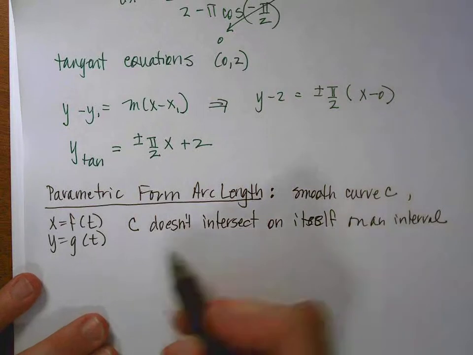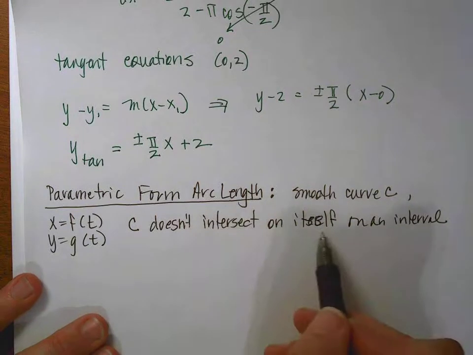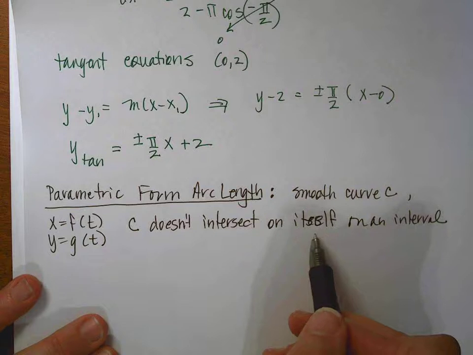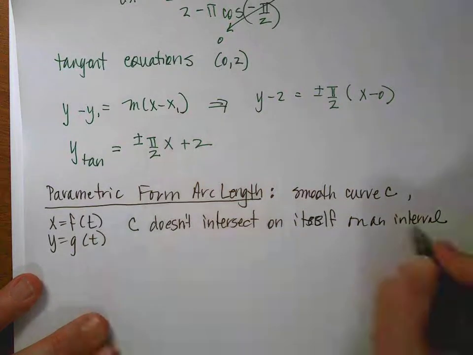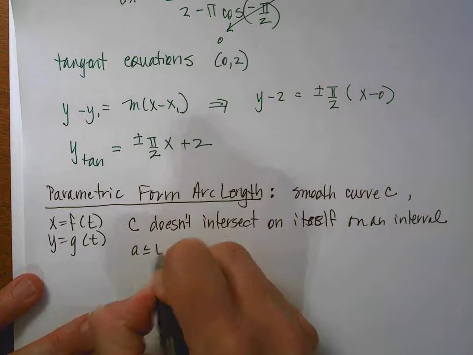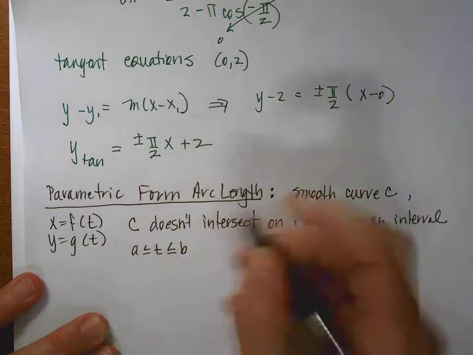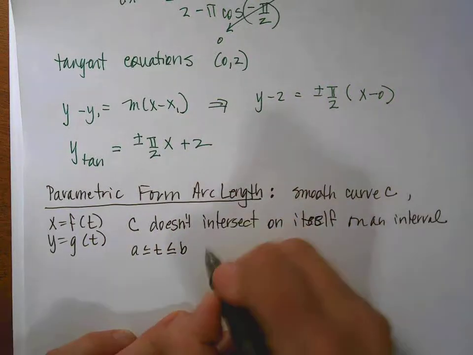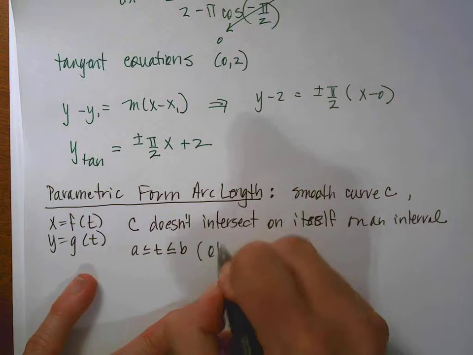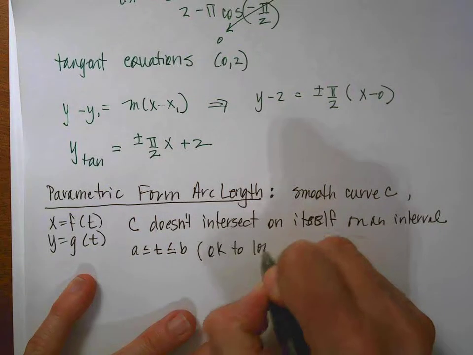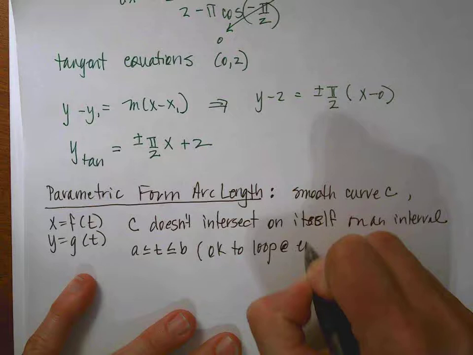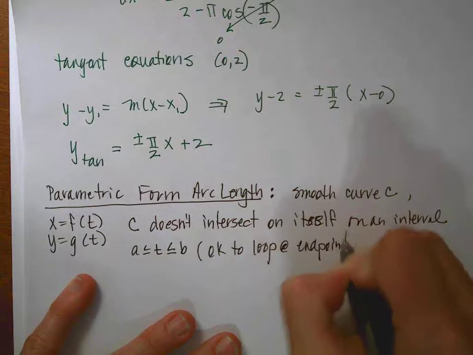Unlike the problem we just did where I had a loop, this one, it's okay if it has a loop, but not in the interval that we're trying to find the arc length. And then our interval is going to be a is less than or equal to t, less than or equal to b. It's okay if it loops at the endpoint.